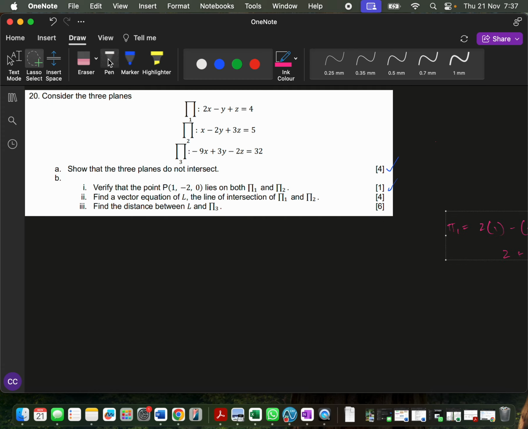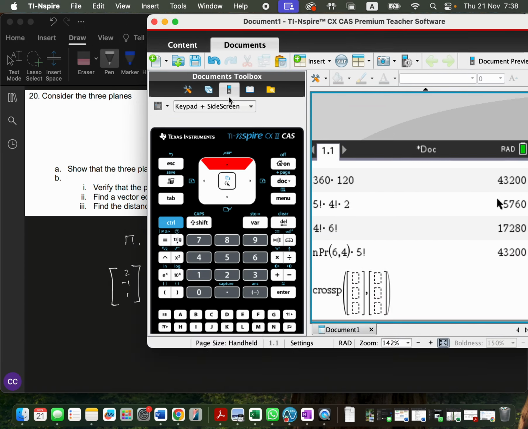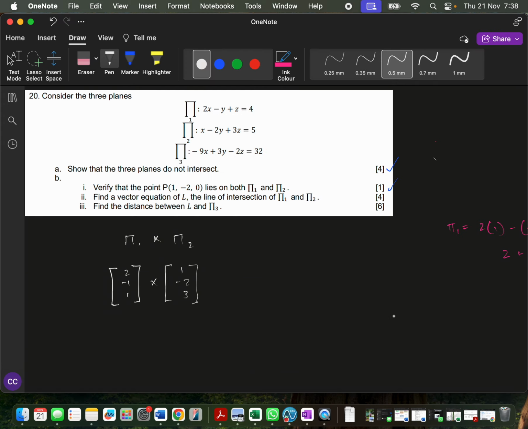Just to make this video faster, I'm just going to do that on my calculator. So I need the cross product of, and I know you don't have access to this in your exam mode, but I'm lazy. So I've got 2, -1, and 1, and I have 1, -2, and 3. When I do that, I get the cross product is -1, -5, -3.